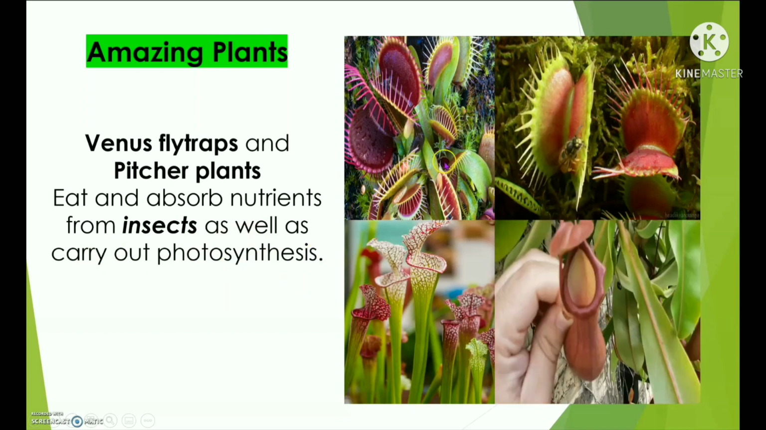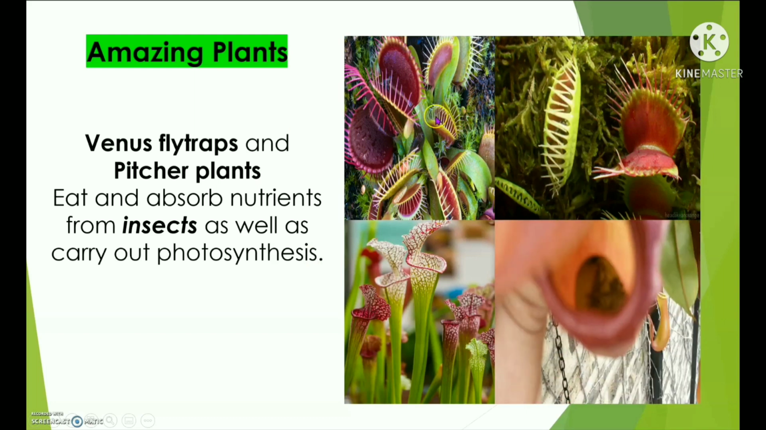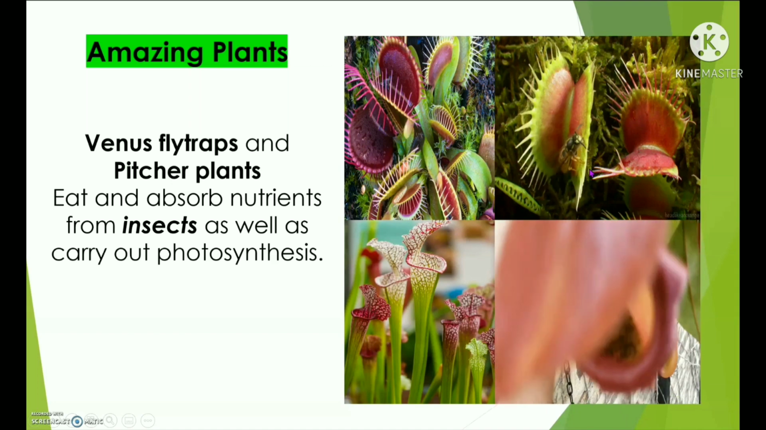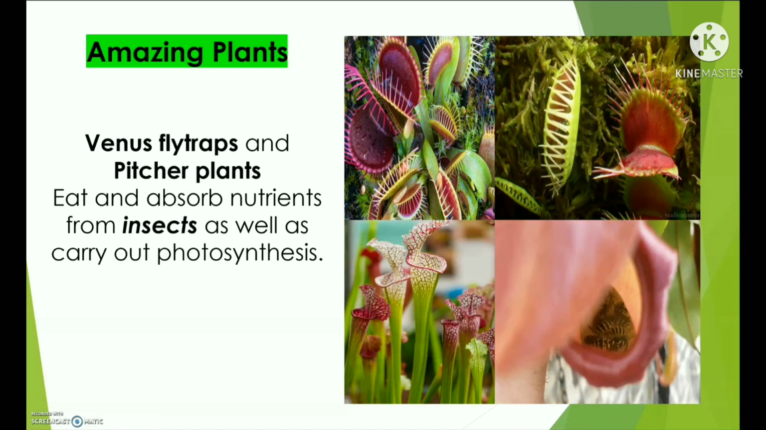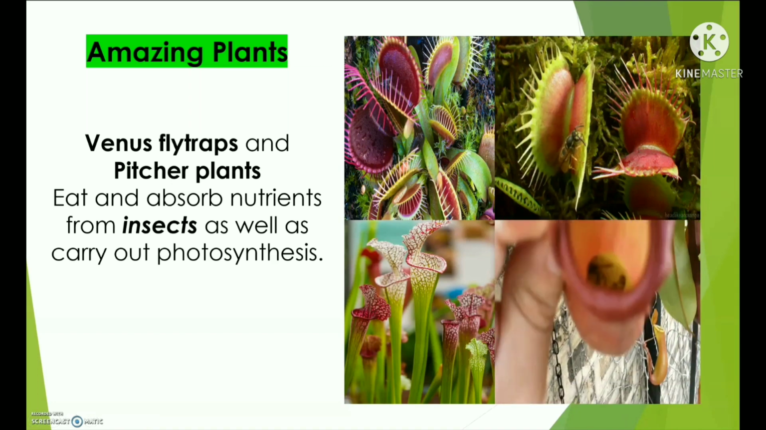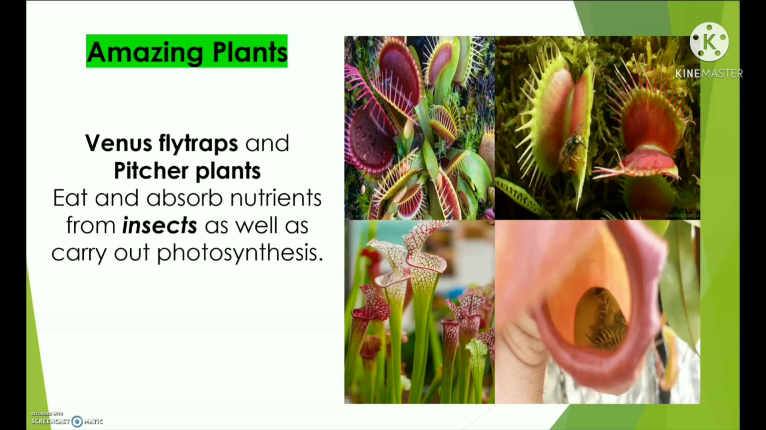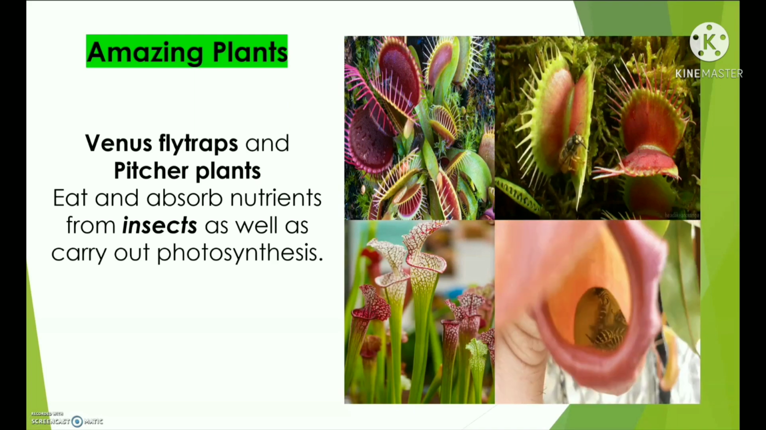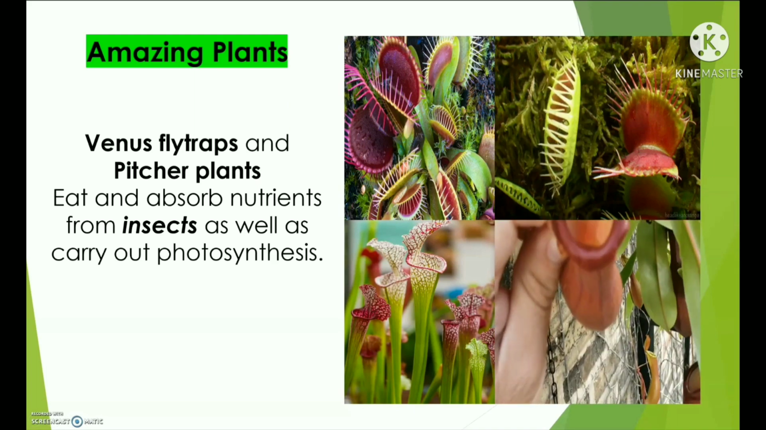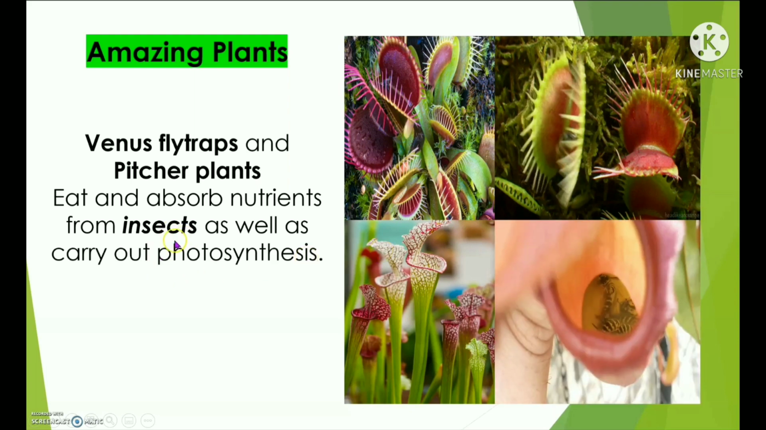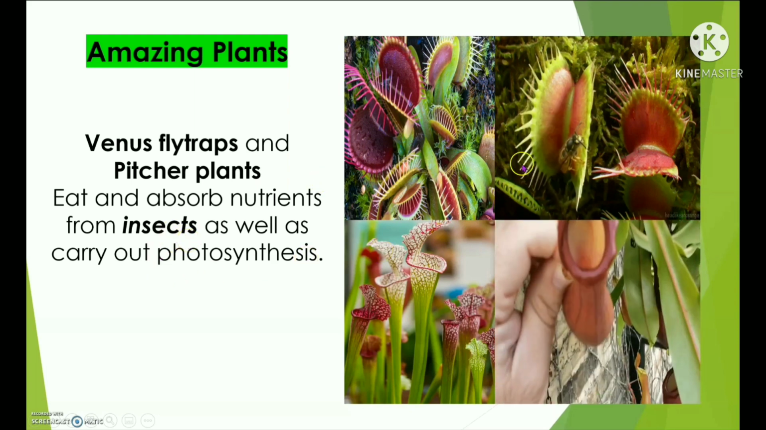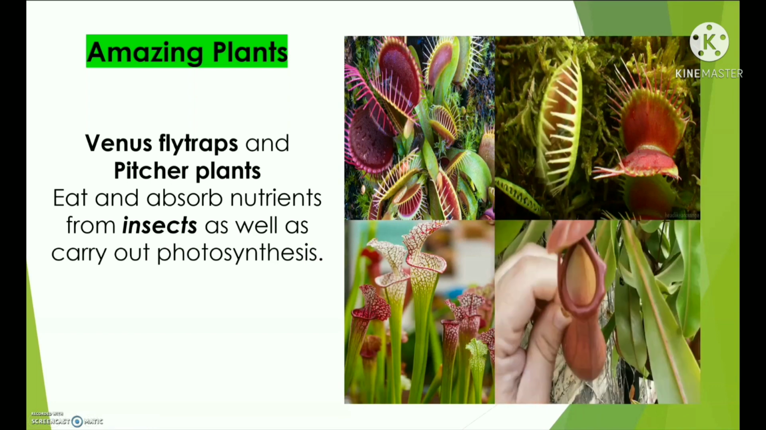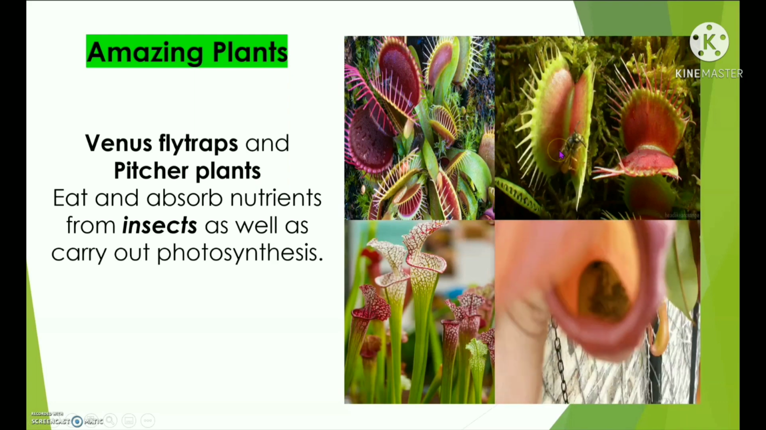Okay, first the Venus flytrap. This is a very beautiful flower or plant that is carnivorous. Venus flytrap is a carnivorous plant. They are carnivorous plants because they get their nutrients from insects. So for example, this insect or any mosquitoes, they get the nutrients from them.